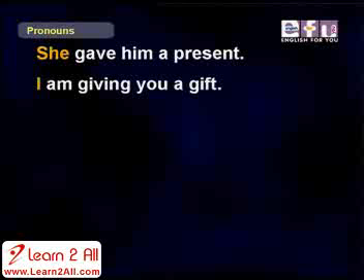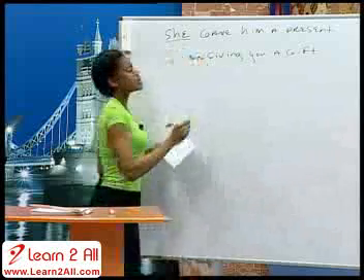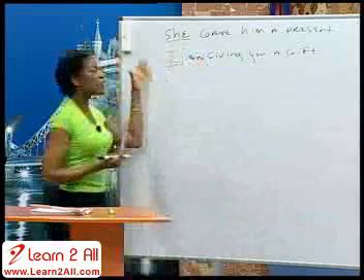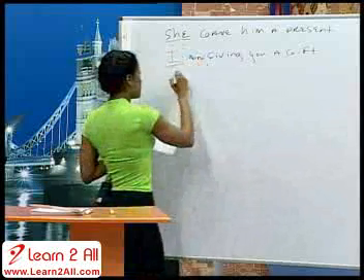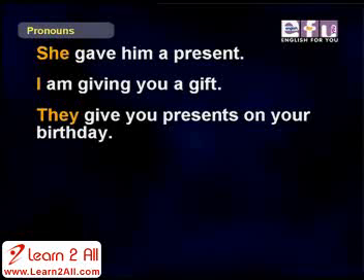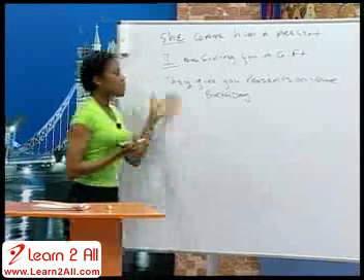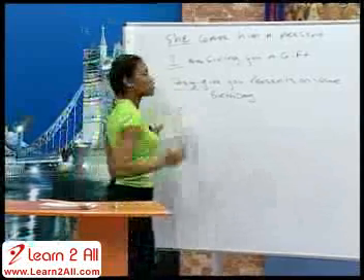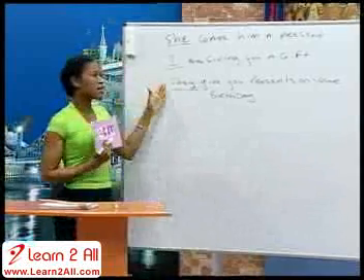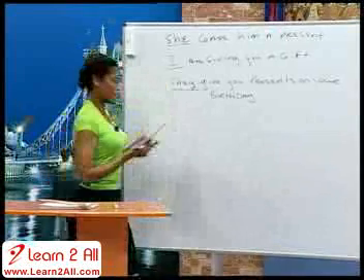Second example, I am giving you a gift. Subject pronoun in this sentence is I. I am giving you a gift. Next example, they give you presents on your birthday. There are many pronouns in this sentence, but the subject is they, the doer of the action. They give you presents on your birthday.